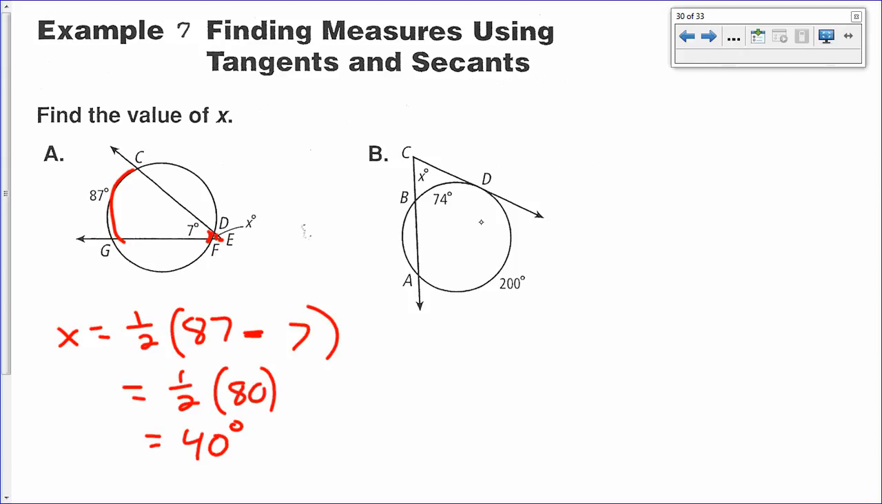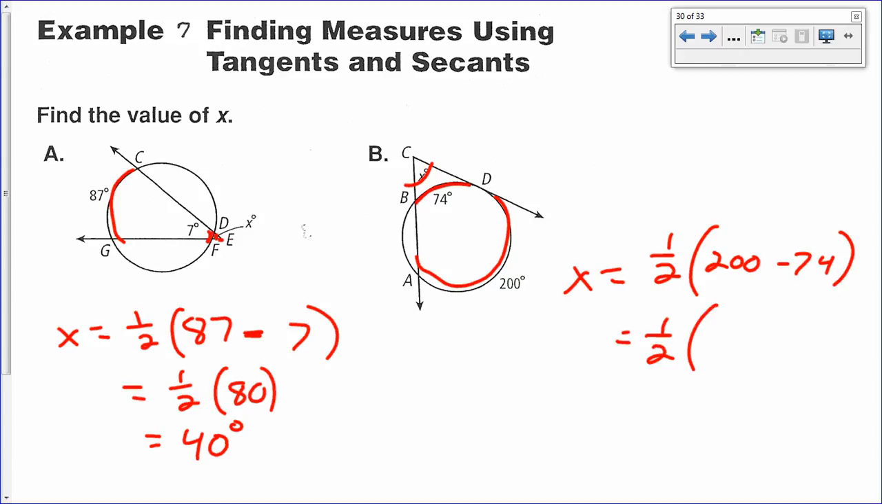And then this one here, again, it's outside, so it's going to be half of the difference of the intercepted arcs. So x is going to be 1/2 of 200 minus 74. And these will get a little more challenging in class tomorrow. It's not going to always be this easy. Those of you that took the course know there's other ways they can ask these. And this is going to give you 63.